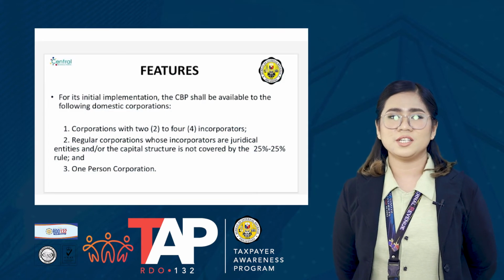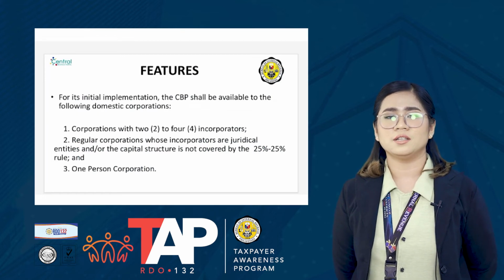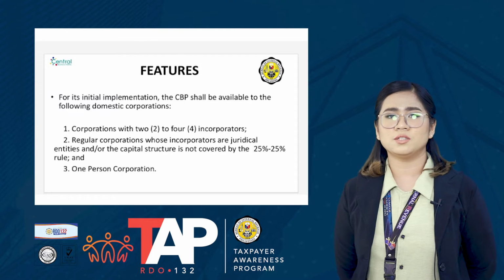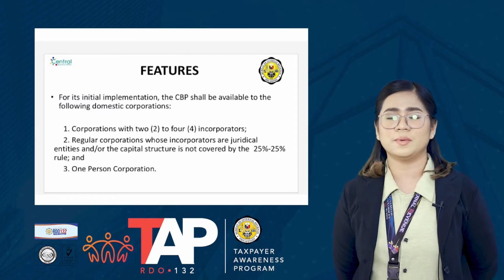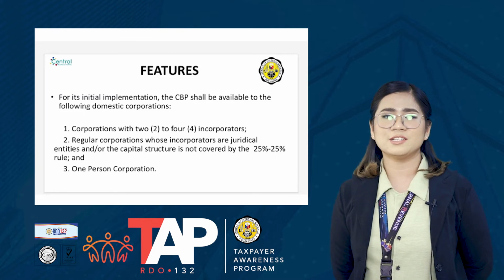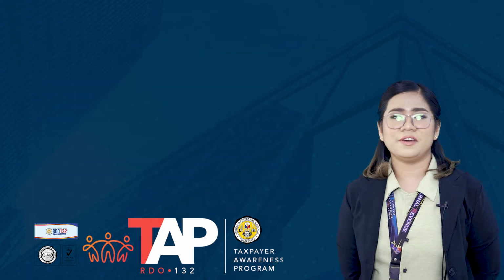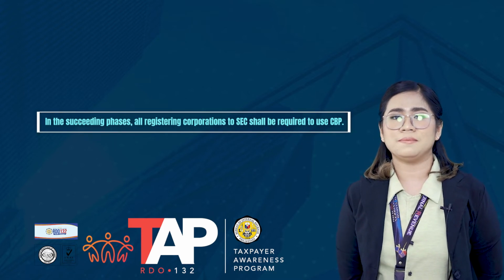For its initial implementation, the CBP shall be available to the following domestic corporations. Number 1, corporations with 2 to 4 incorporators. Number 2, regular corporations whose incorporators are juridical entities and their capital structure is not covered by the 25% rule. And number 3, one-person corporation. In the succeeding phases, all registering corporations to SEC shall be required to use CBP.